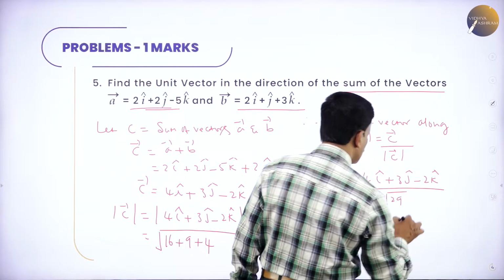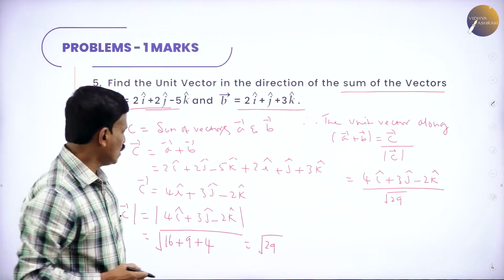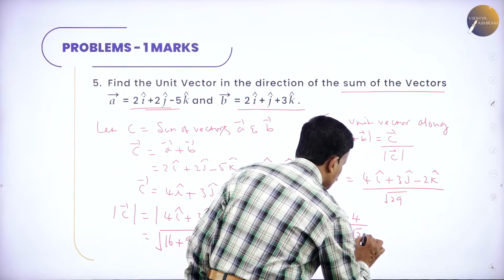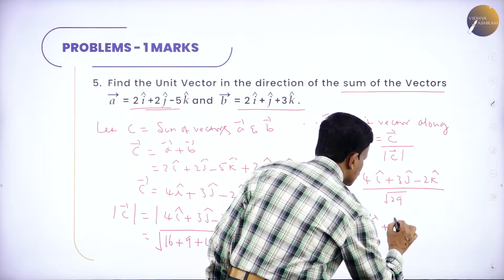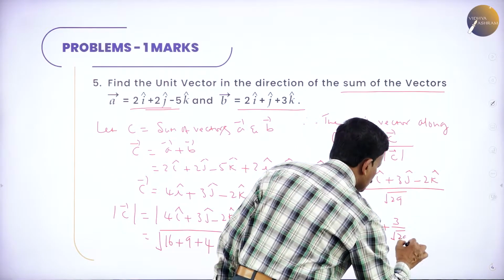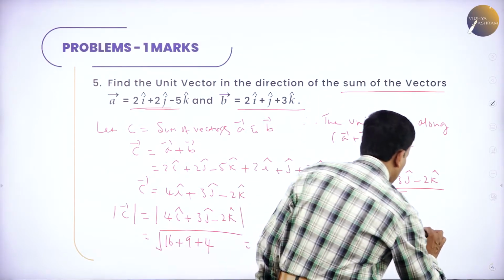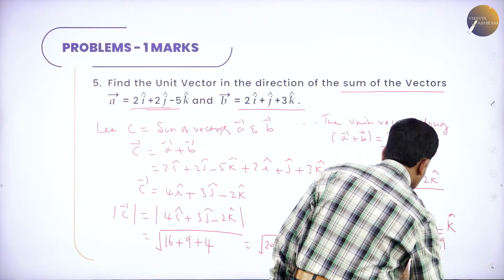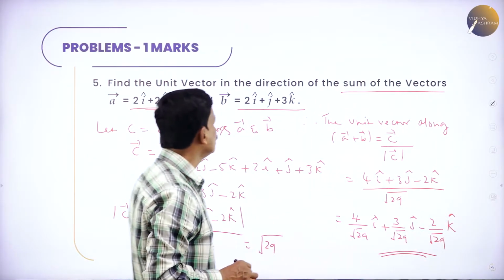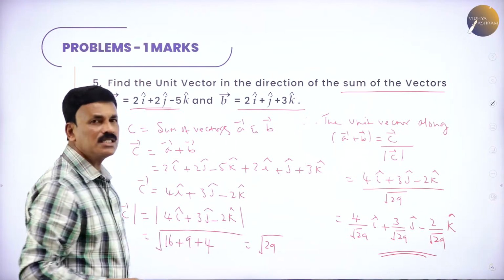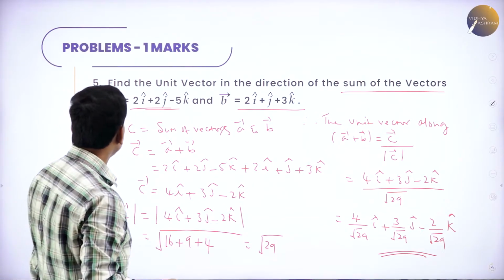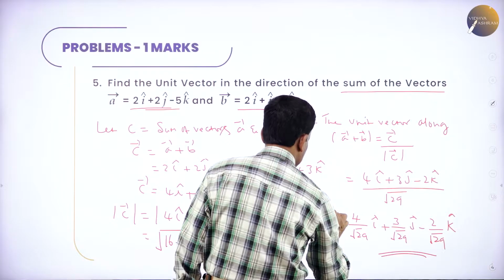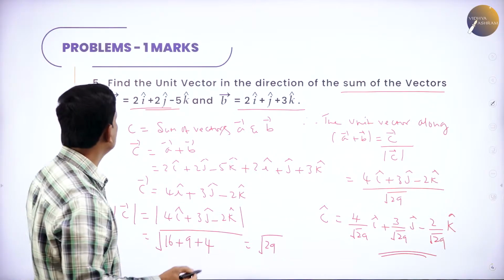Length is equal to the square root of 29, so this can also be written as 4 by root 29 i plus 3 by root 29 j minus 2 by root 29 k. So this is the required vector along the direction of the sum of the vectors A plus B, that is C cap. So very simple and very important for 2 marks.